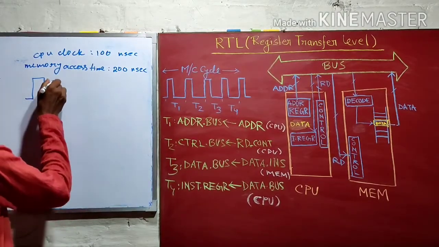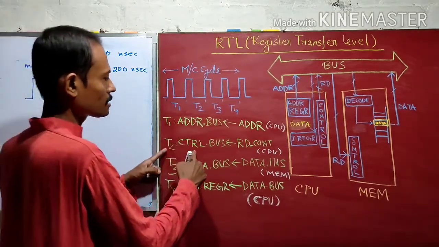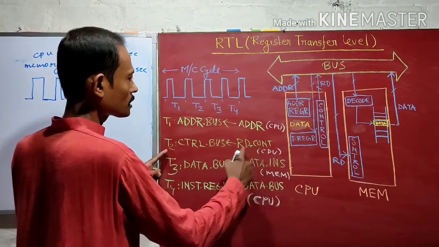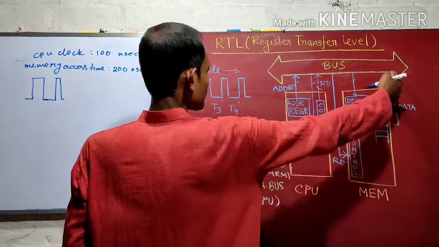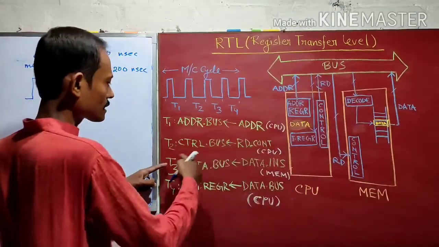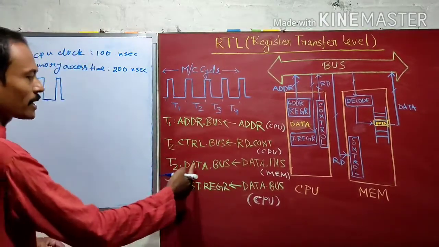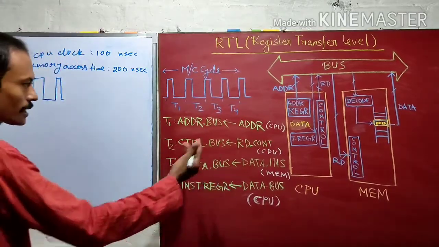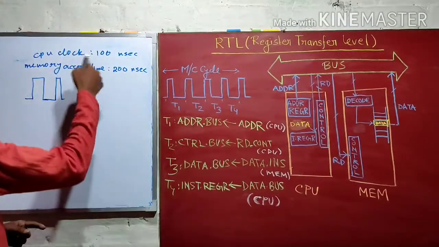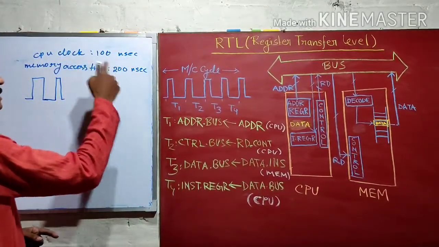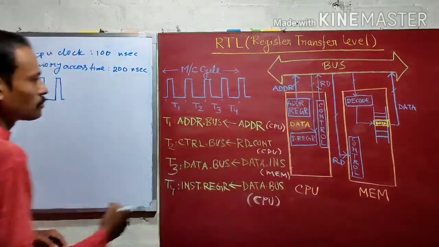In the second clock pulse, the second state will be executed. That means in the second state you are putting the read control signal to the memory. Now from the memory the data will be passed to the bus. So this third state may take more than 1 clock pulse. Here we are considering that everything is done in 1 clock pulse, but in this situation the memory access time is slower than the CPU clock pulse. So that's why this data will be accessed in more than 1 clock pulse.